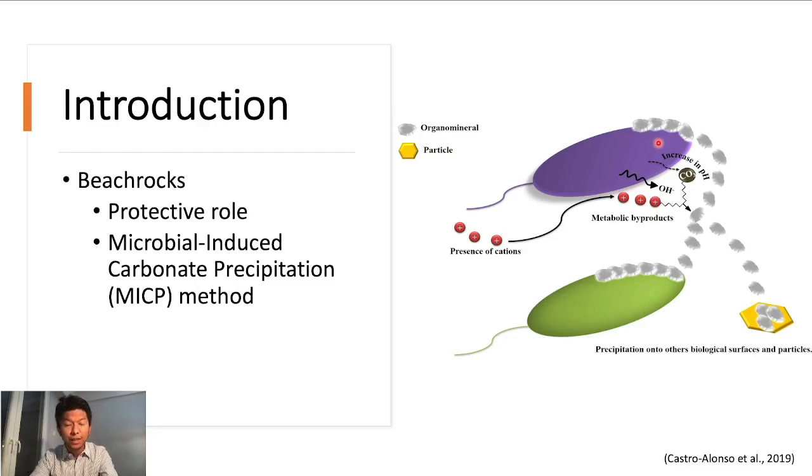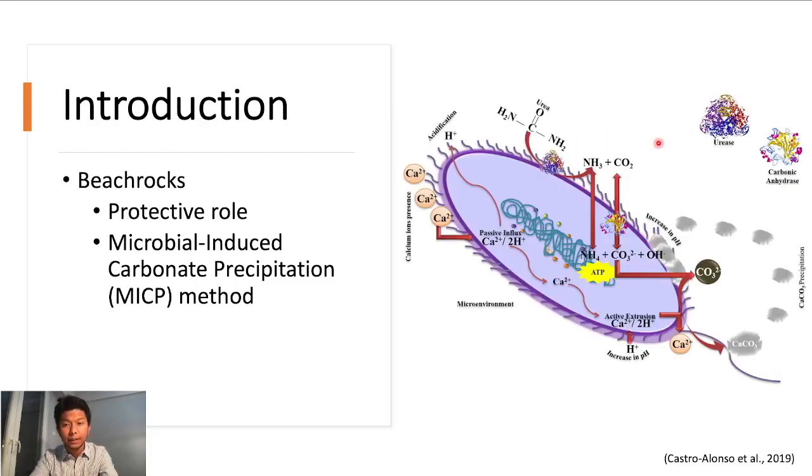The major metabolic process involved in MICP is urea hydrolysis, wherein urea, through the action of urease enzyme and with the help of carbonic anhydrase, is hydrolyzed and induces the precipitation of calcium carbonate in the presence of soluble calcium 2+ in the environment.